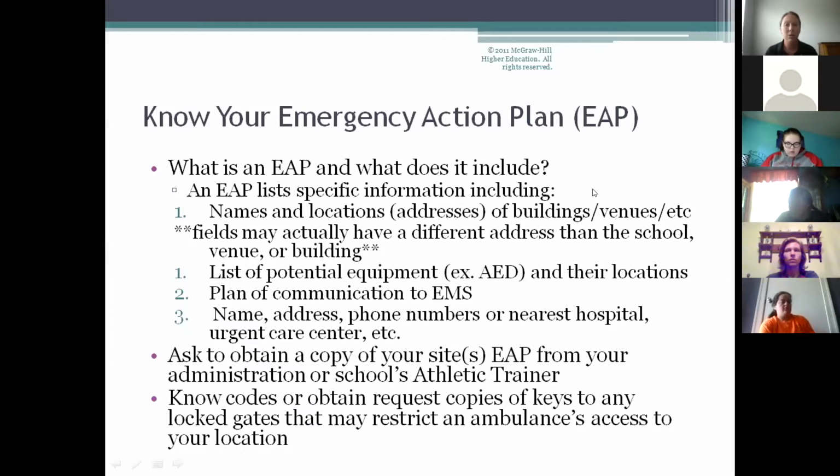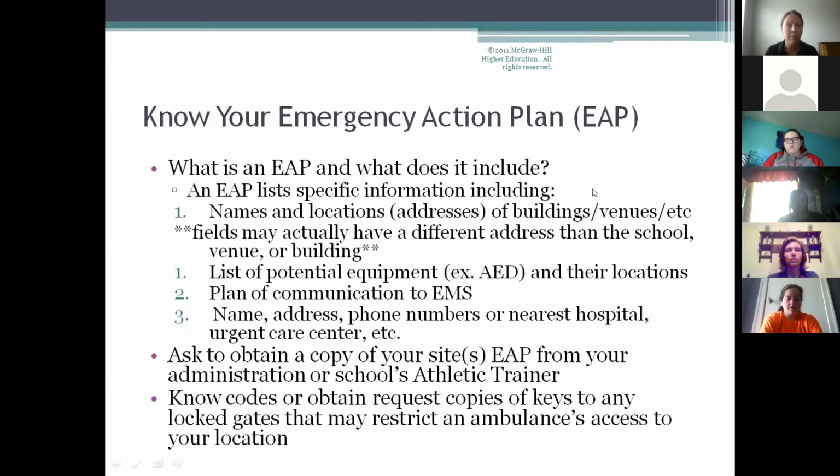So you may be asking, well, who has this plan? Is it already developed? I would encourage you to ask to obtain a copy of your site emergency action plan, either from your school administration or perhaps your school's athletic trainer. If you do have a school athletic trainer, they should have a specific EAP for every building, every venue, every field on your campus or in your setting. Or ask your administrator if you don't have a school athletic trainer.